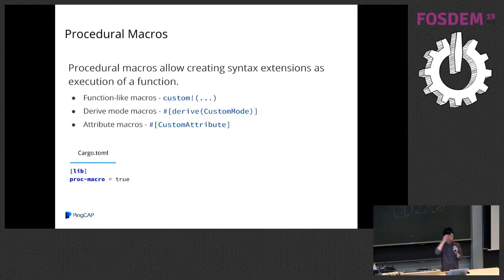So to use the procedural macro, first you need to declare an entry in your cargo manifest file. It stays inside the lib entry. So it's just proc-macro equals true. This indicates that your crate is a procedural macro, and the compiler will recognize it.